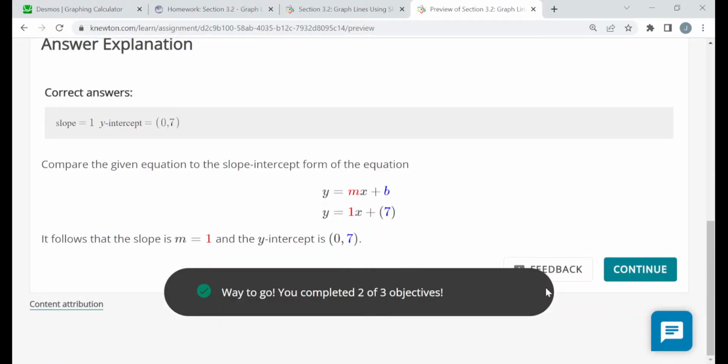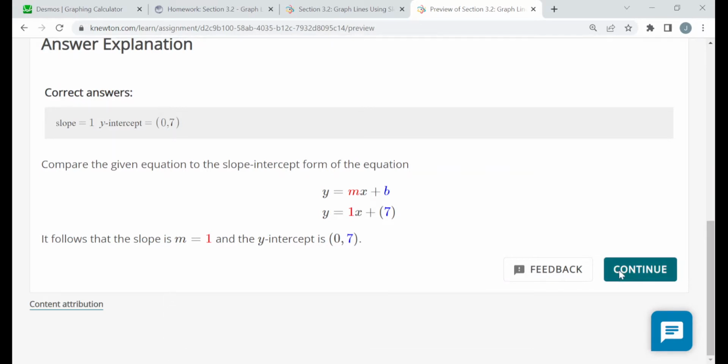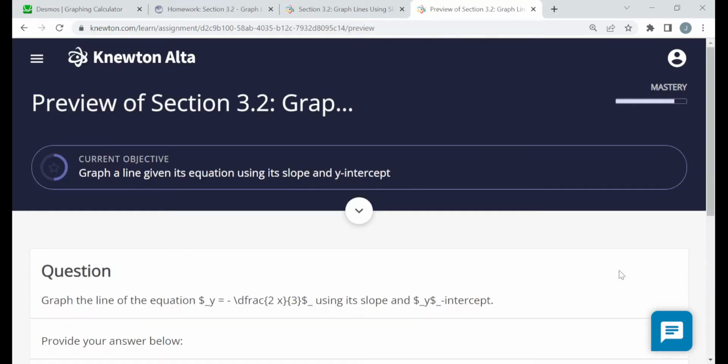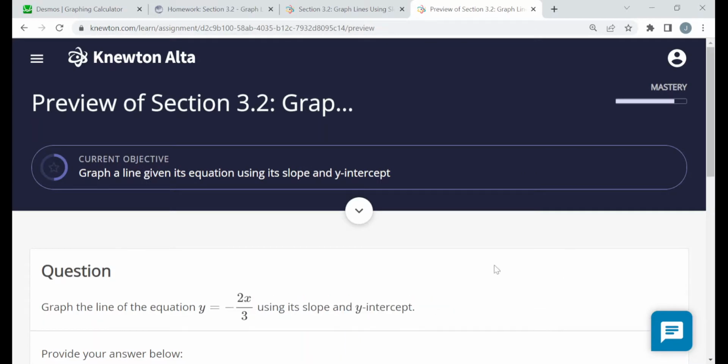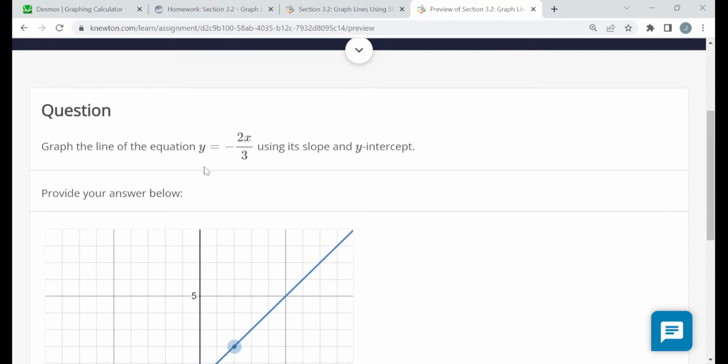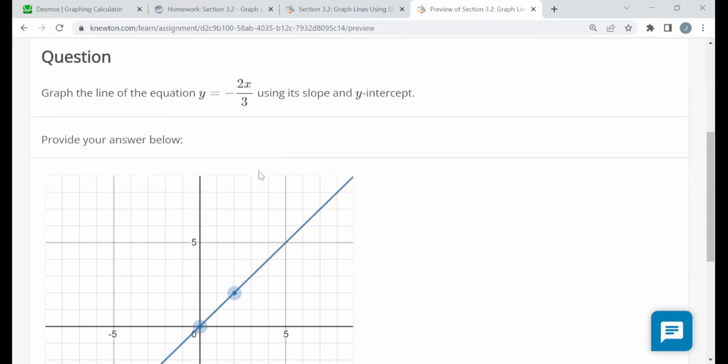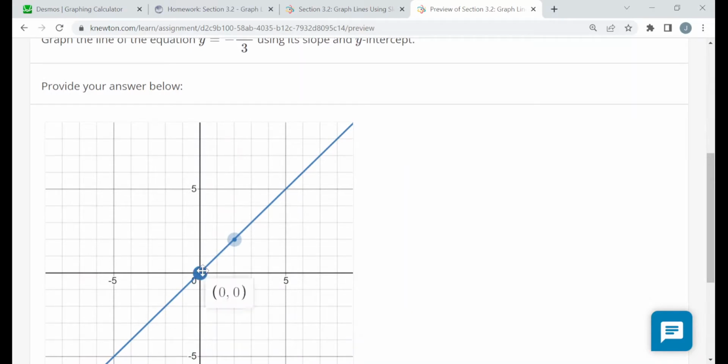Great. All right, so I've got just that last objective to finish up, where we're putting an equation in slope-intercept form and then graphing. Well, just like the previous two, we're very fortunate again. The equation we're given is in slope-intercept form. It's y equals -2/3 times x plus 0. Right? If there's no constant afterwards, it's plus 0. So the slope is -2 over 3, and the y-intercept is 0, 0. So the origin is the y-intercept, so I've already got that.